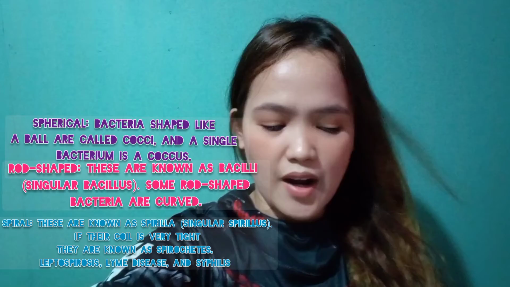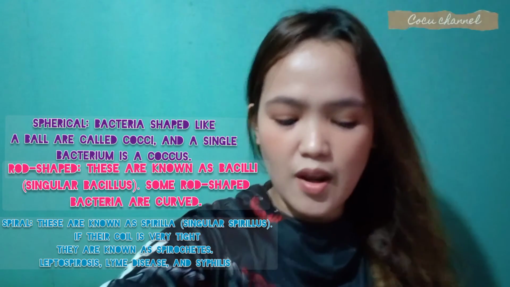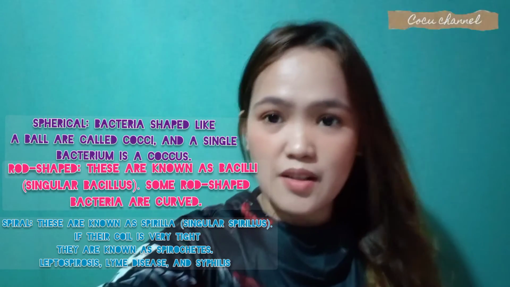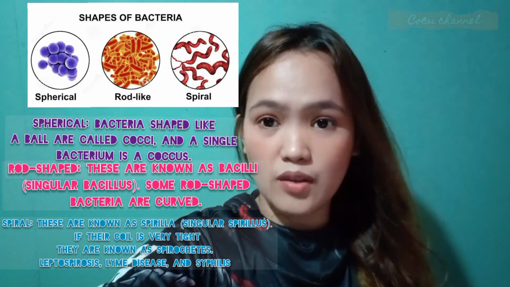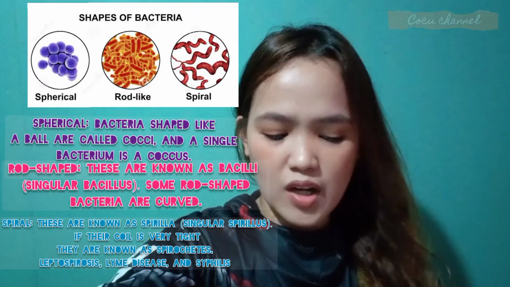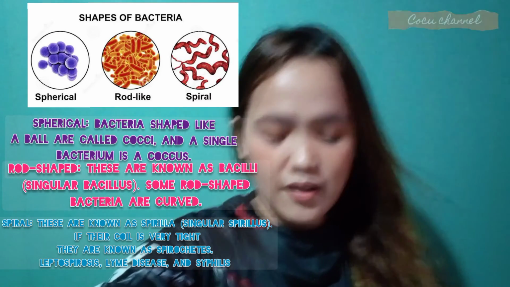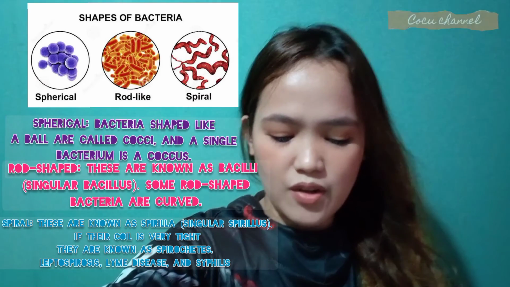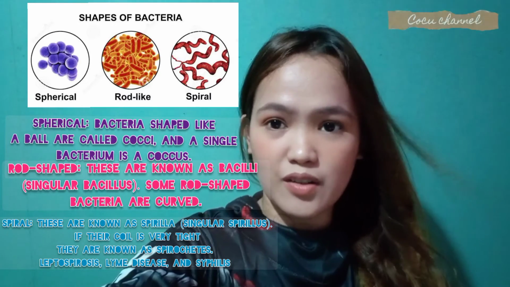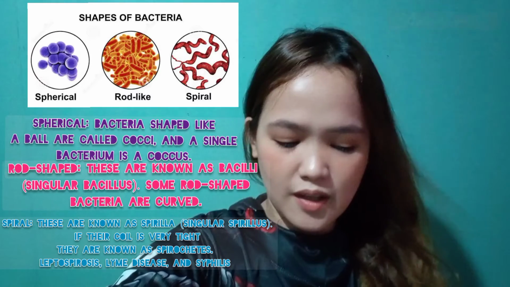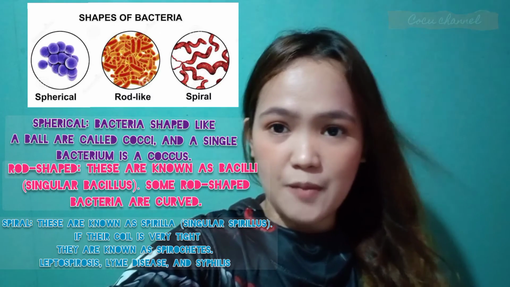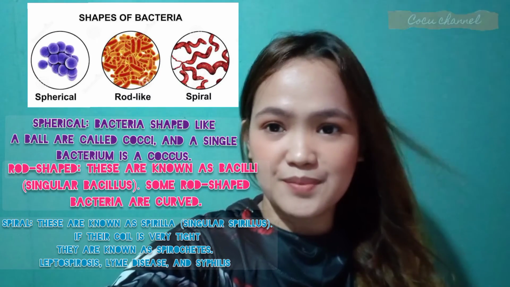Bacteria are characterized through their structure. The first one is the spherical shape, which is shaped like a ball, called cocci, and then the rod shape known as bacilli. They are the curvy ones, and the third one is the spiral. They are known as spirilla, which are coiled and usually bring Lyme disease and syphilis.